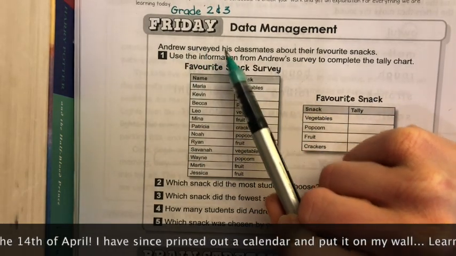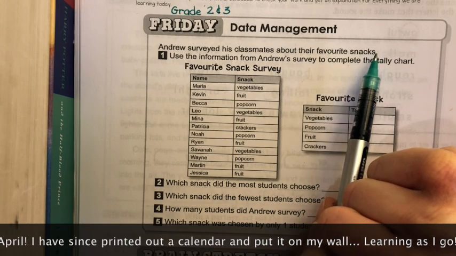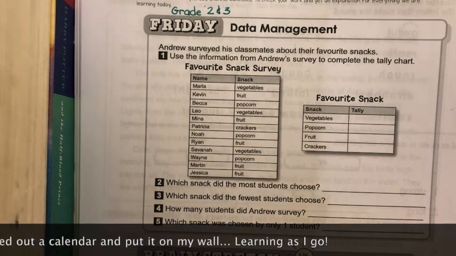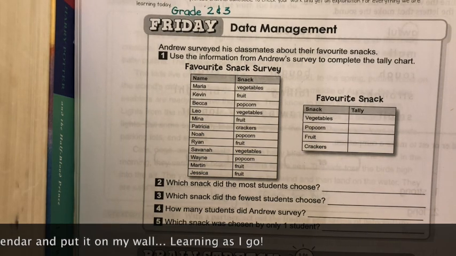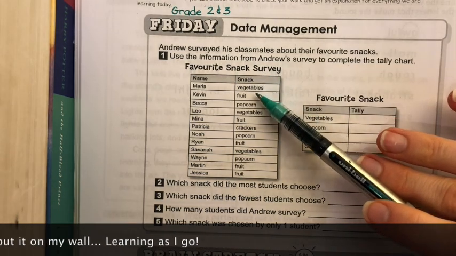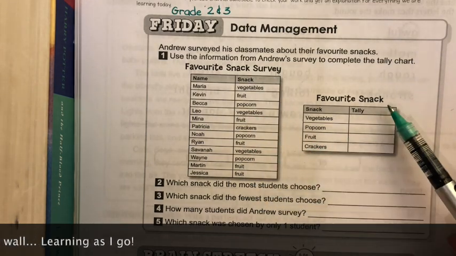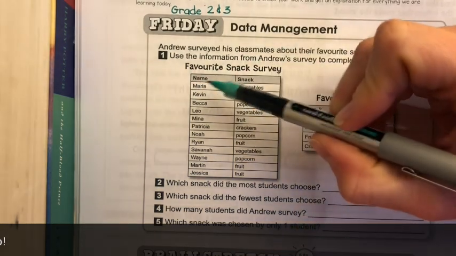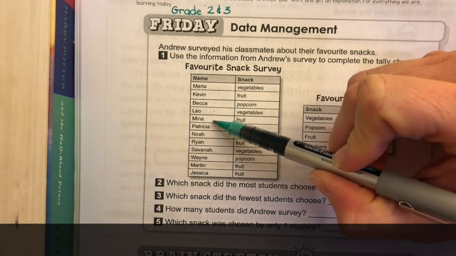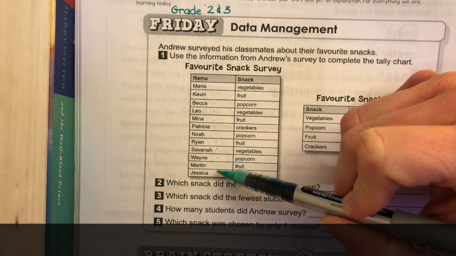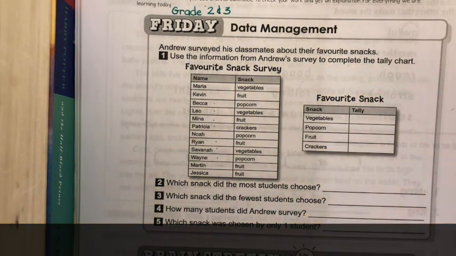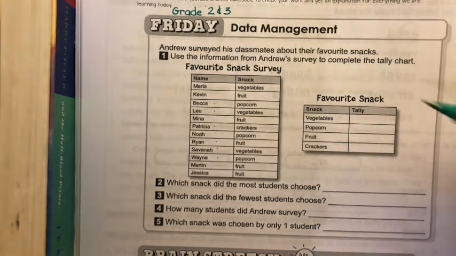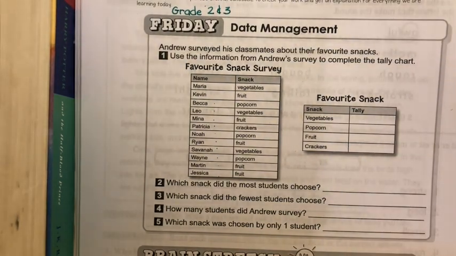So Andrew surveyed his classmates about their favorite snacks. Use the information from Andrew's survey to complete the tally chart. So these are all the people he surveyed, and this is the tally chart. So we have to take the information from his survey. He surveyed 1, 2, 3, 4, 5, 6, 7, 8, 9, 10, 11, 12 people. He surveyed 12 people, and he has all sorts of different things that they could respond.